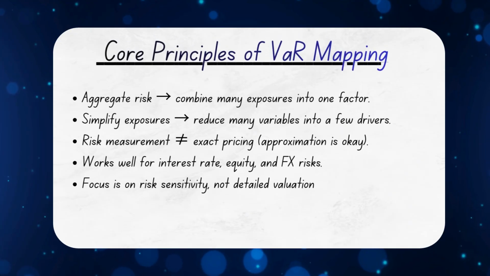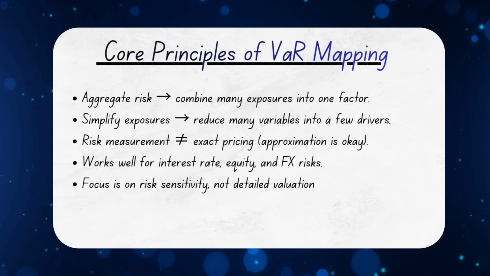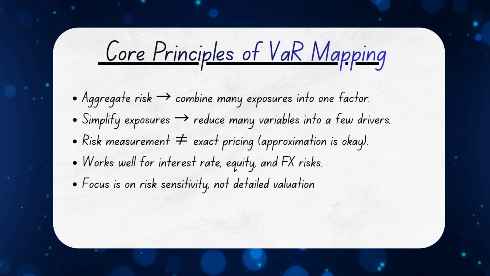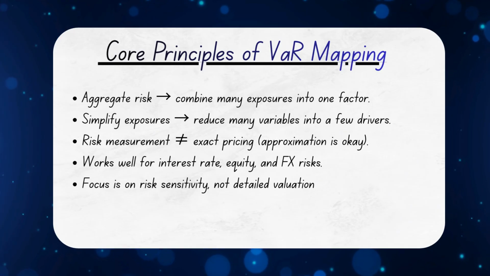The key principle behind VaR mapping is aggregation and simplification. We convert each position into its exposure to a few basic or primitive risk factors. So rather than saying this bond has its own unique risk, we say this bond mainly depends on interest rates. If 10 bonds are all sensitive to interest rates, we combine them into one single interest rate exposure.